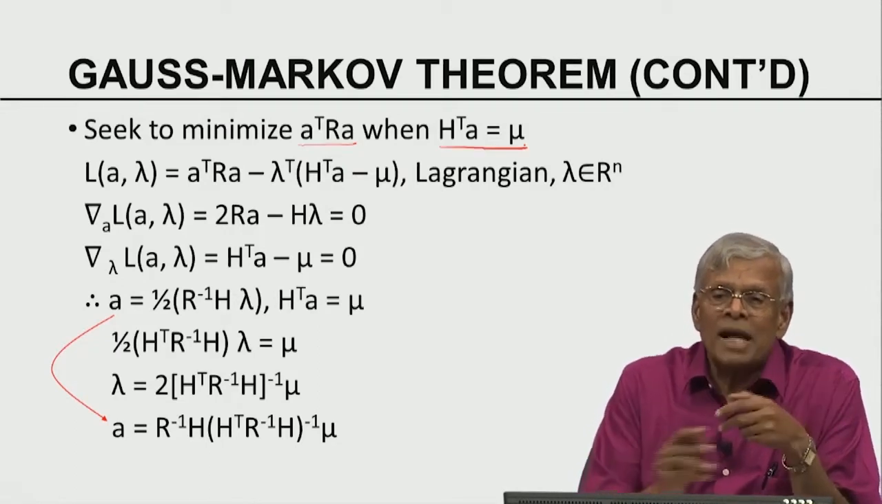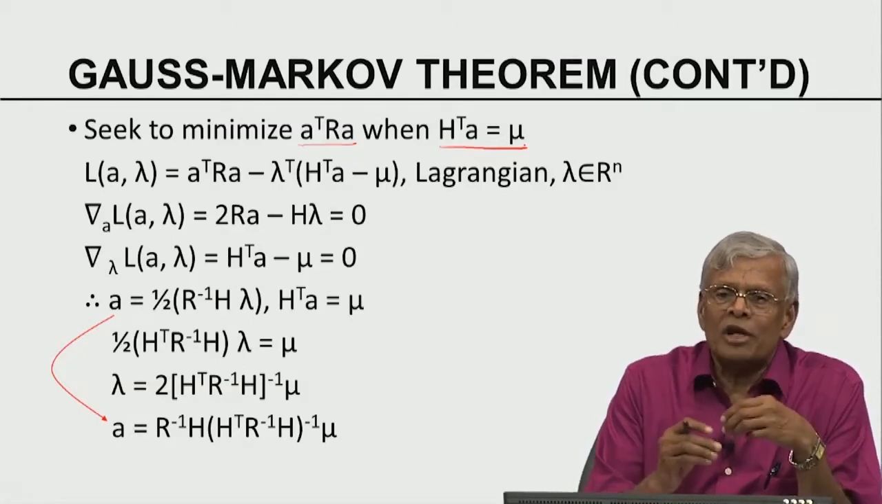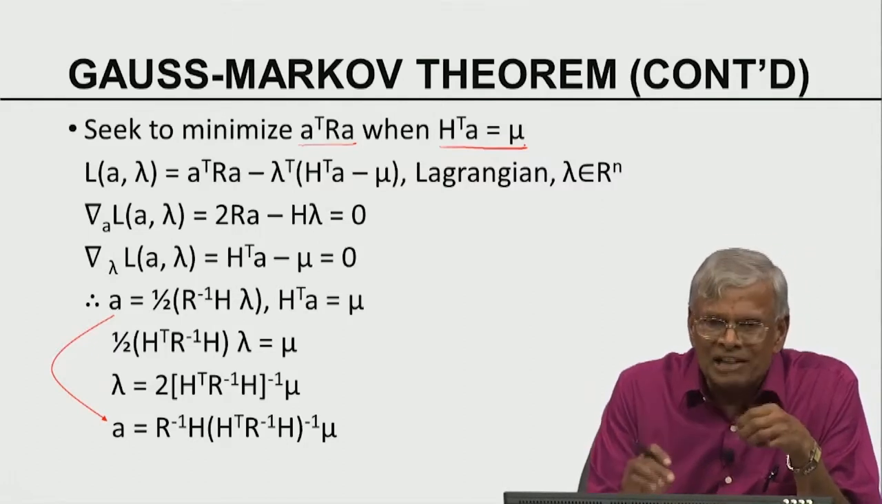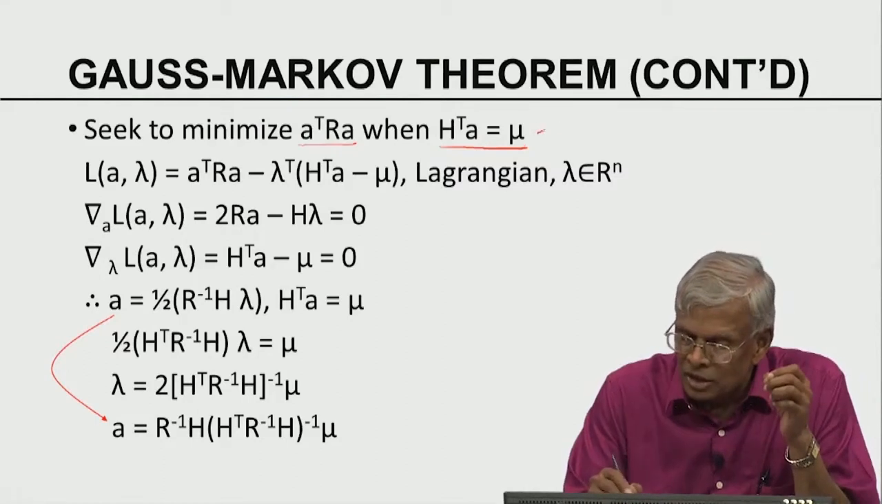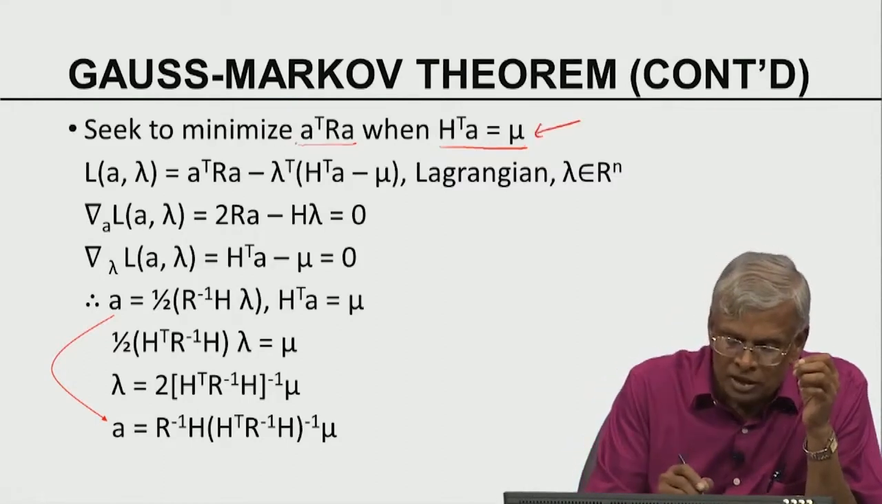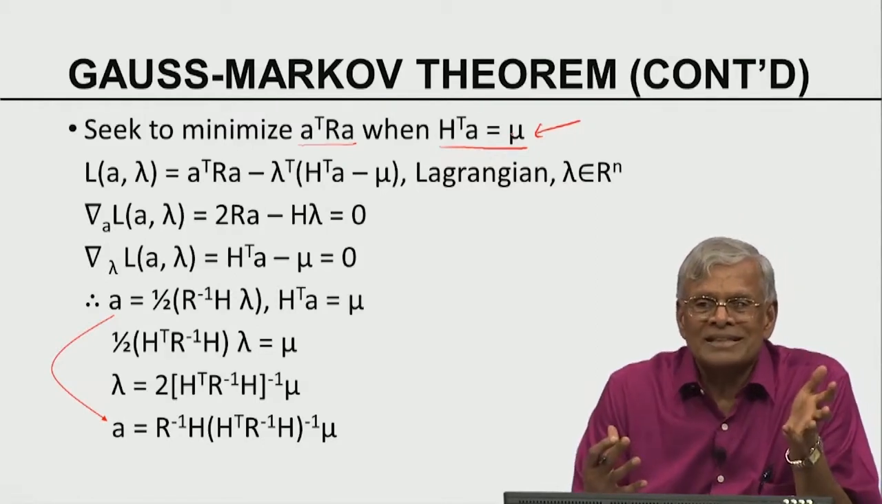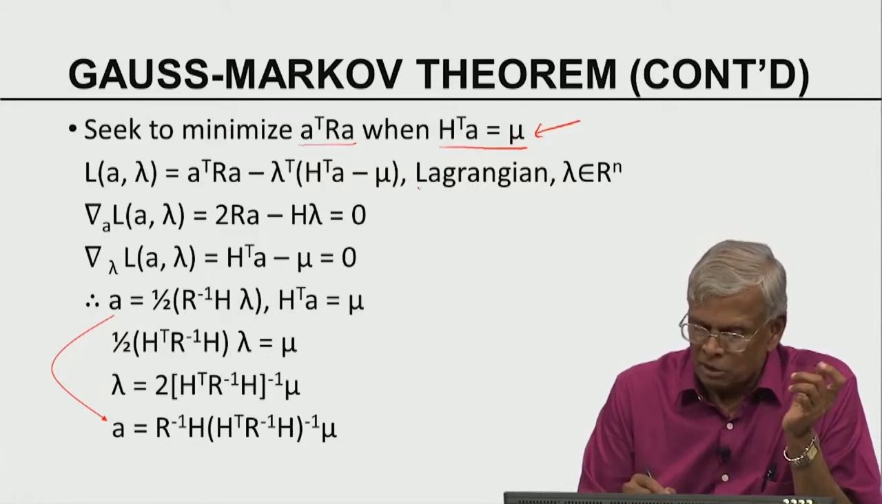Therefore, I am not interested in minimizing over any A. I am interested in minimizing A transpose R A under the condition that H transpose A is mu. So this is the constraint. This is an equality constraint. So I am interested in minimizing something with the equality constraints. Now how many times have we seen this? Constrained minimization with the equality constraint. What is the rule? Lagrangian multiplier.